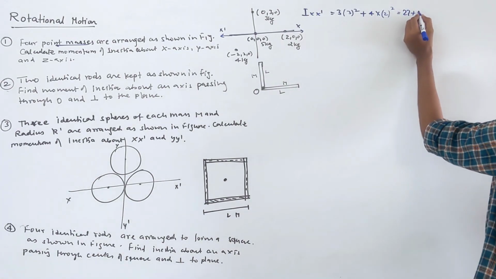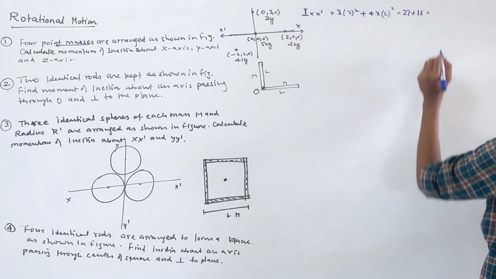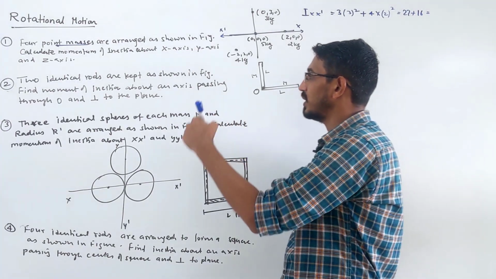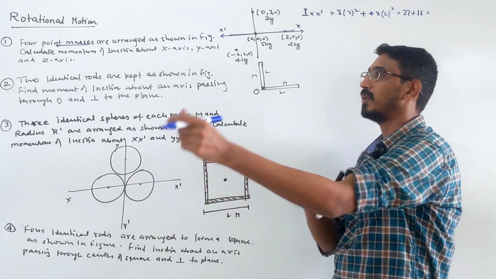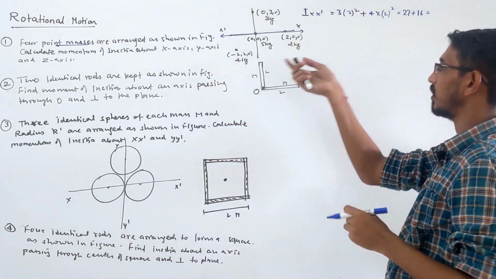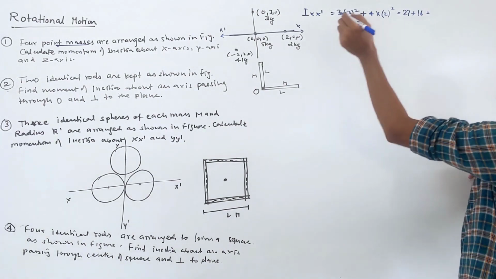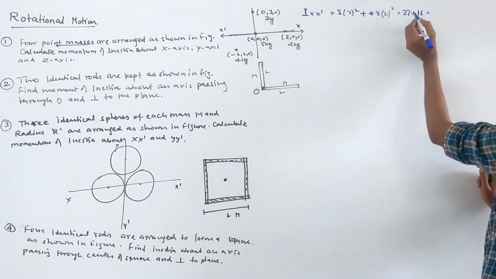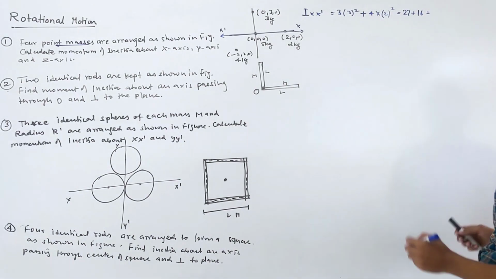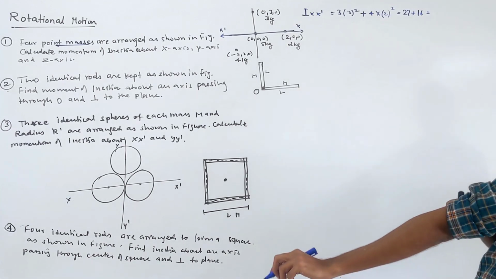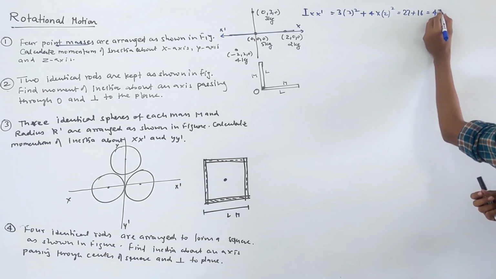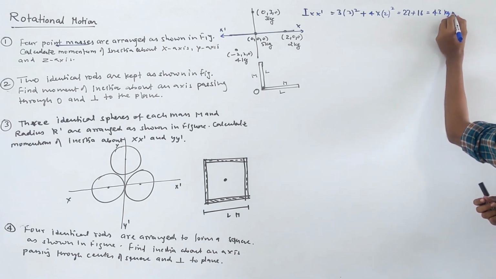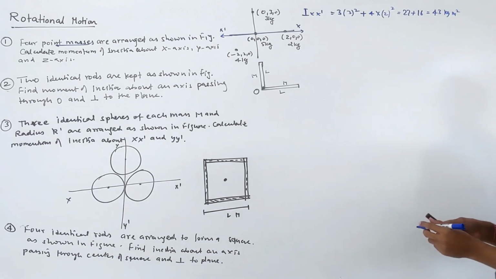16, right? Usually when I am solving these questions I make calculation mistakes. The concept is not wrong, but I do the calculation wrong because I do it very quickly. So we have to add these numbers. How much does this come to? 27 plus 16. So 37 plus 6 is 43, I think. So 43 kg meter square, that's the unit you have to write.